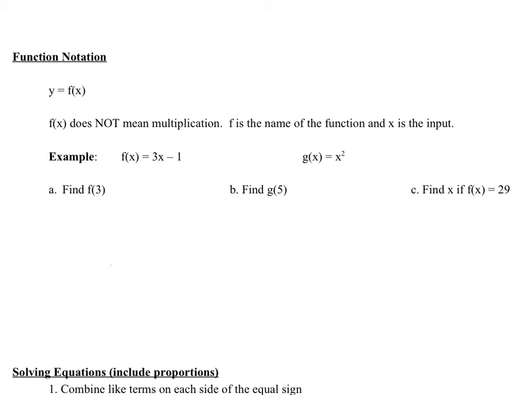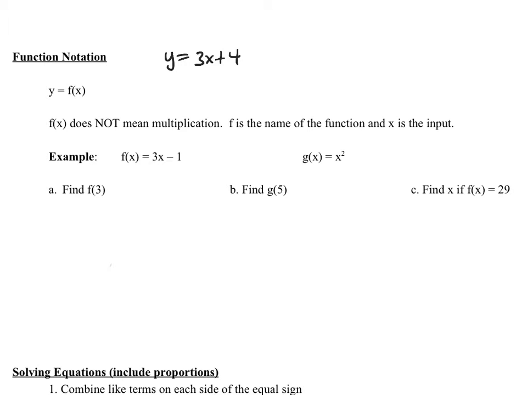Chapter 1 notes, function notation. Function notation is a special way that we can write a function. It is meant to be a precise way of giving information about a function without a lot of writing. We are used to writing equations such as y equals 3x plus 4. Now, that is a pretty standard way of writing a linear equation.